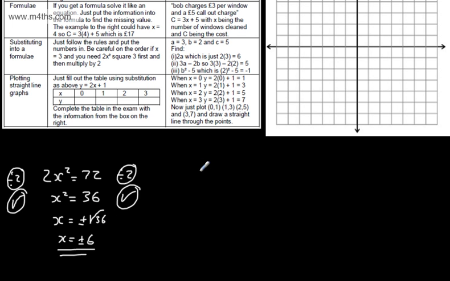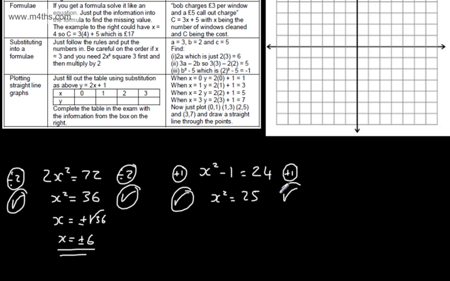So for example, let's say we had x squared minus 1 is equal to 24. To solve this equation, we would add 1 to both sides of the equation. So that would give me x squared is equal to 25. We need to square root both sides of the equation. So if I square root both sides, that is the opposite to squaring. x would be equal to plus or minus the square root of 25, so x would be equal to plus or minus 5. So that is a nice equation to solve.